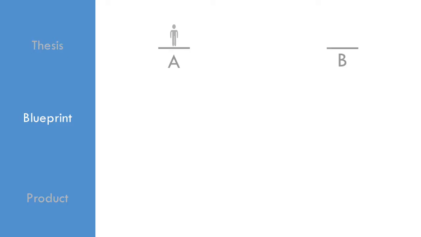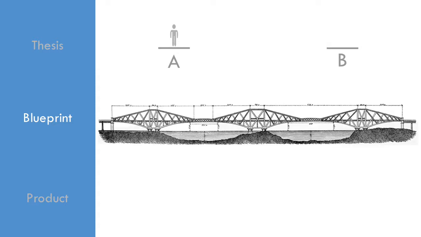The second is the blueprint. So now, given that we have articulated A and B, here in the blueprint, we want to think very carefully and conceptualize, well, what does the bridge actually look like? What is it that we need to do in order to get our audience from where they are to the place that we want to take them?